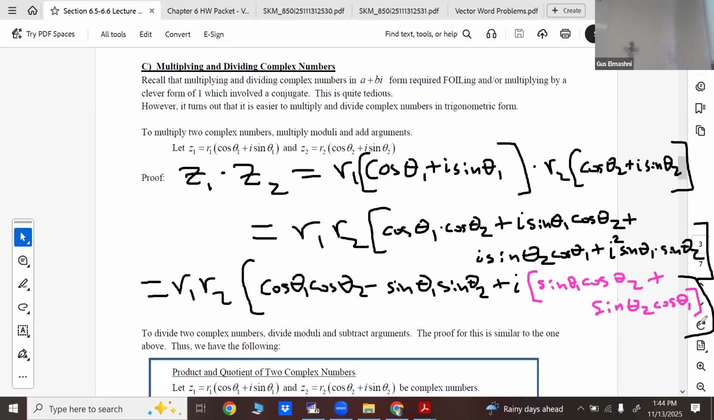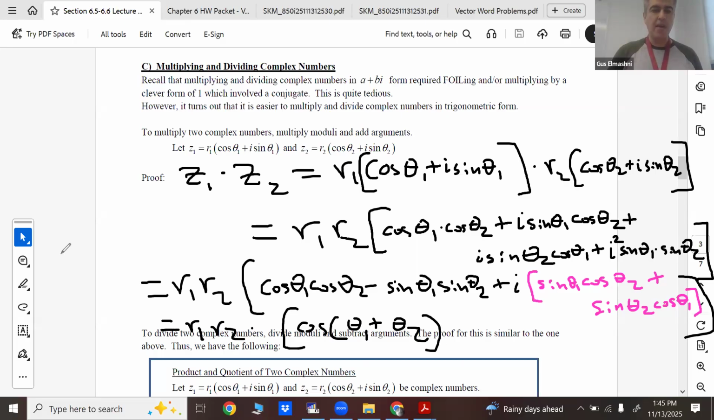What's going on here? What identity is that? Someone just said it. The difference formula. For what? Good. Yes. So that's going to equal R1 R2 cosine of theta 1 plus theta 2. I'll get a little highlighter here to emphasize that. Is the next one sine? Yes.